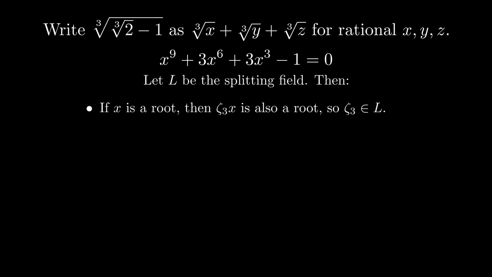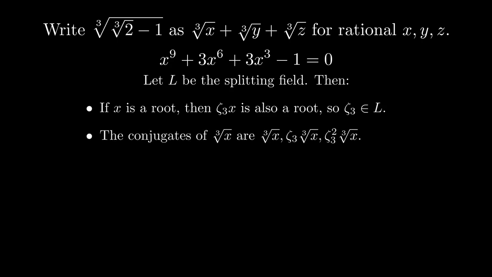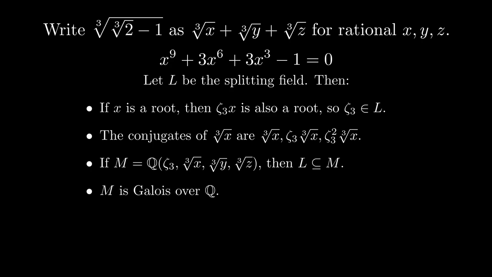Second, on the right side of the equation, the Galois conjugates of the cube root of x are the cube root of x times a power of zeta 3. That means that if M is the field generated by zeta 3 and the cube roots of x, y, and z, then M contains all the roots, so the splitting field L sits inside M. It might be equal to M, it might not, but L certainly must at least sit inside M. And finally, we know that M is Galois over Q.